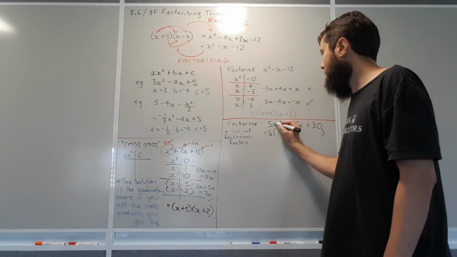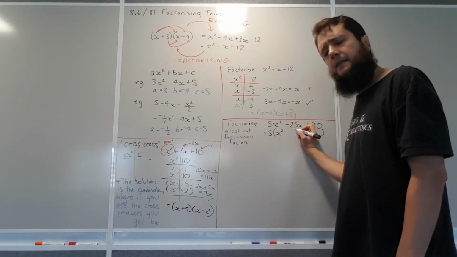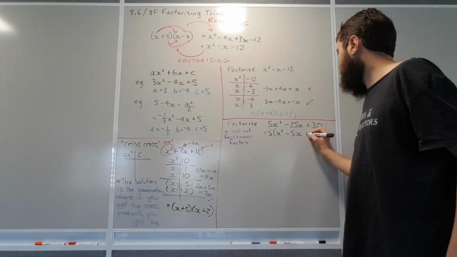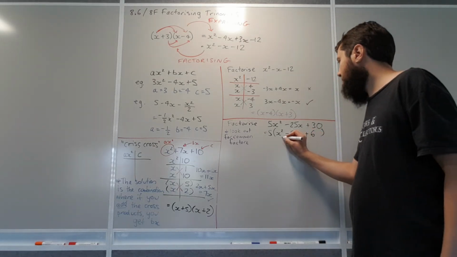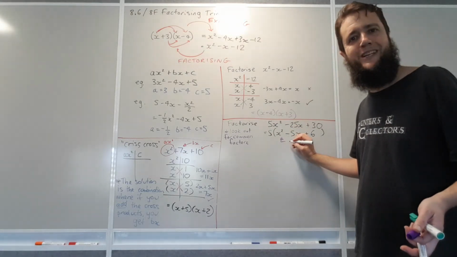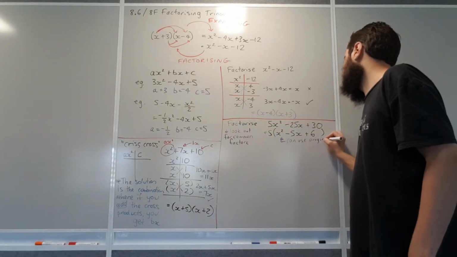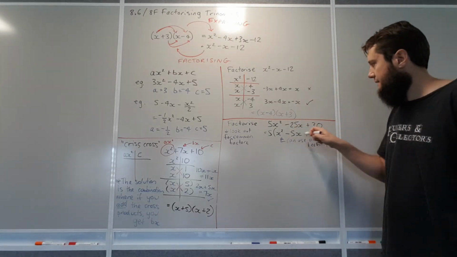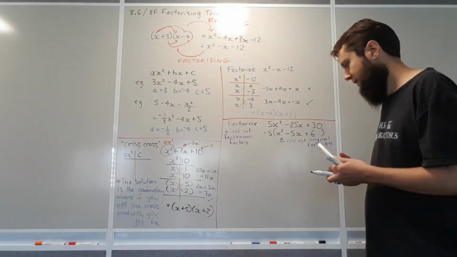So 5 times what gives 5x squared? It'll be x squared. 5 times what gives negative 25x? It'll be negative 5x. And 5 times what gives us 30? That will be positive 6. Right? But once you've got it to this stage where you've got just the 1x squared in there, you can now just use your original technique, what we've already done. So what we're going to do is factorise this bit in here, and then we'll bring the 5 back at the end, because we haven't forgotten about the 5.